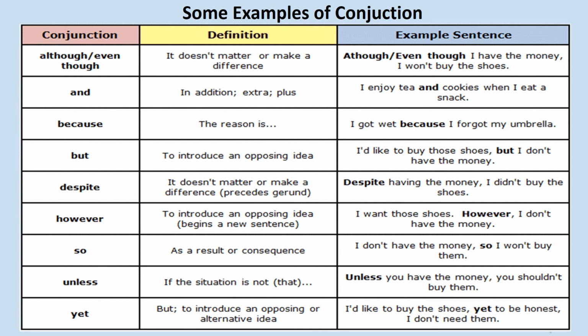Next, so, as a result or consequence. Example is, I don't have the money, so I won't buy them. Next word, unless, means if the situation is not, means not what that we will mention in the sentence. Sentence is, unless you have the money, you shouldn't buy them. जब तक कि तुम्हारे पास पैसे नहीं आ जाते तुम्हें उसे नहीं खरीदना चाहिए.